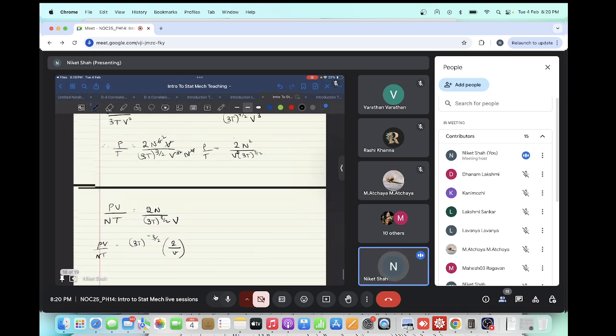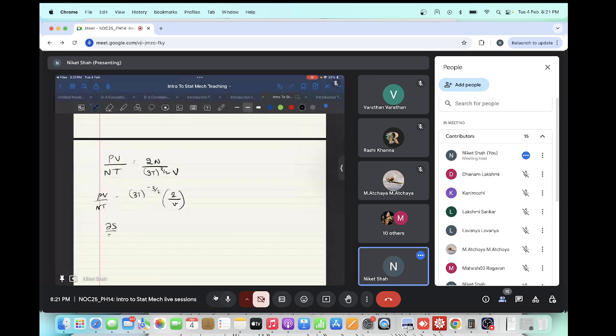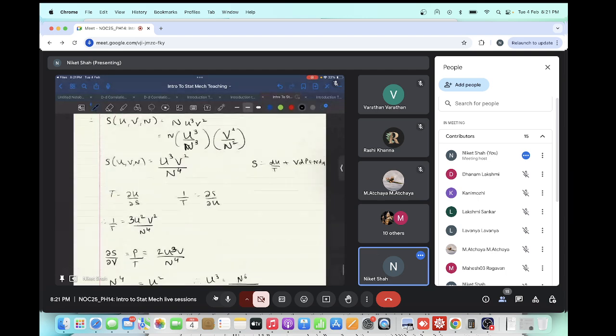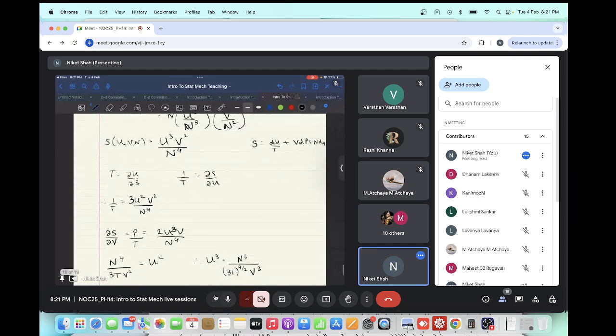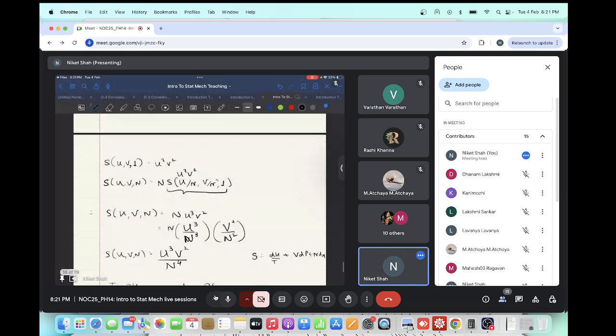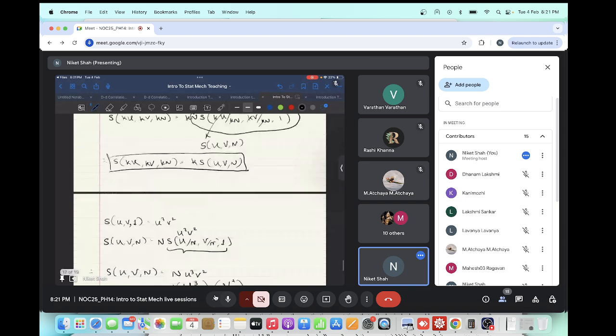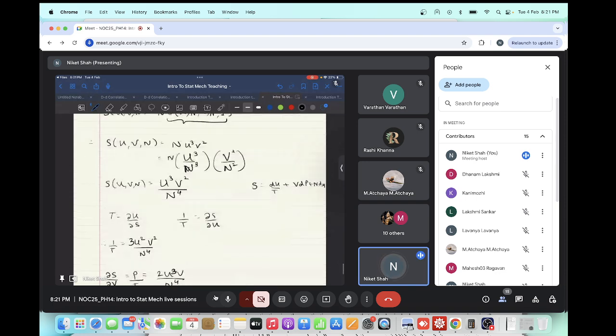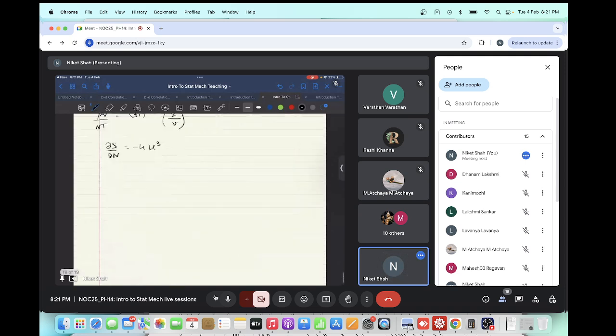So for chemical potential, it is simply del S by del N, minus 4 U cube V square upon N raised to power 5. This is my mu.